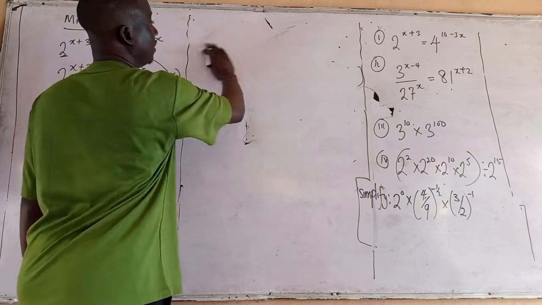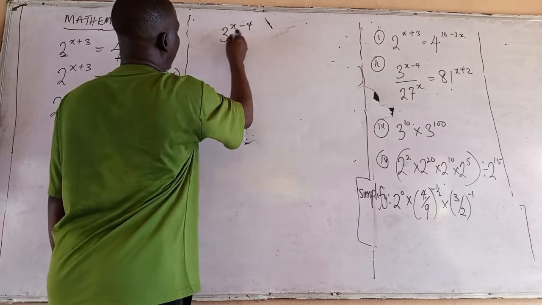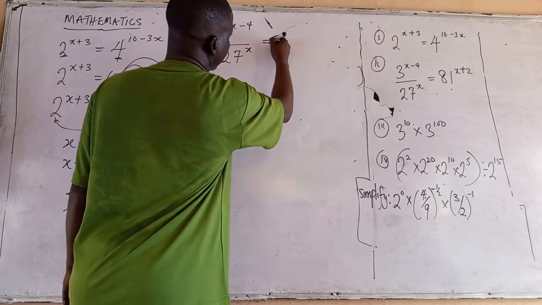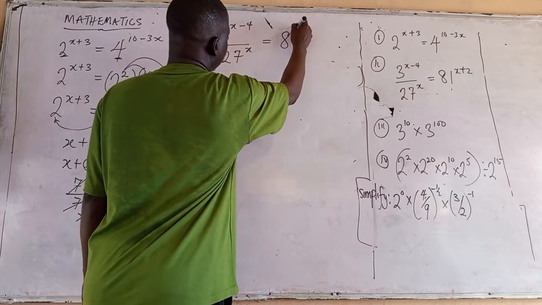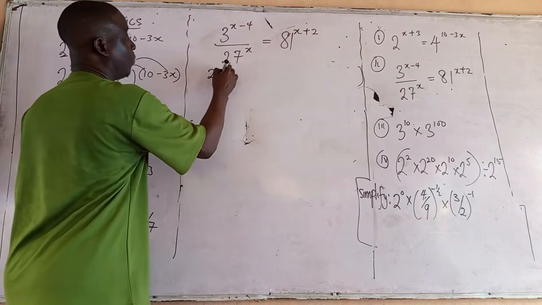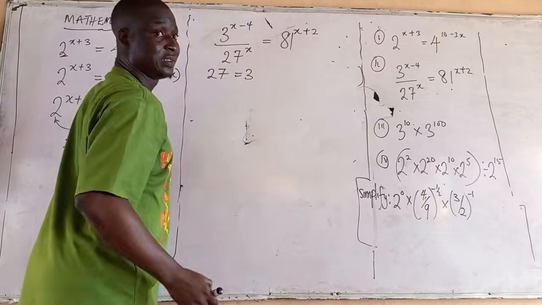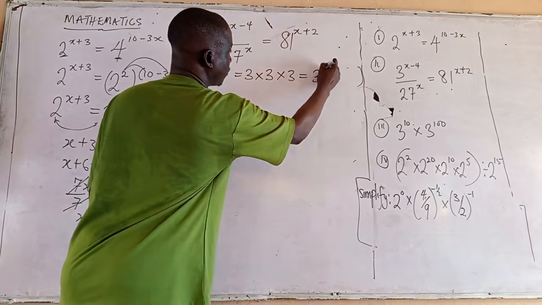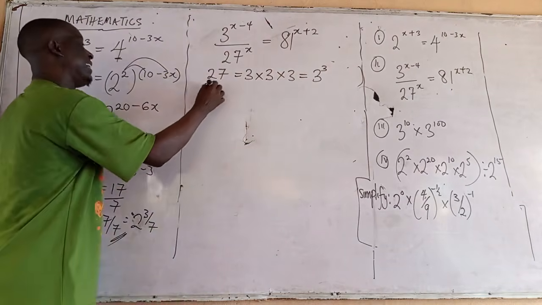Now the second one, what is the second question? It's 3 raised to x minus 4, divided by 27 raised to x, is equal to 81 raised to x plus 2. What is 27 normally, class? 3 times 3 times 3. So 3 raised to 3. Now what is 81?